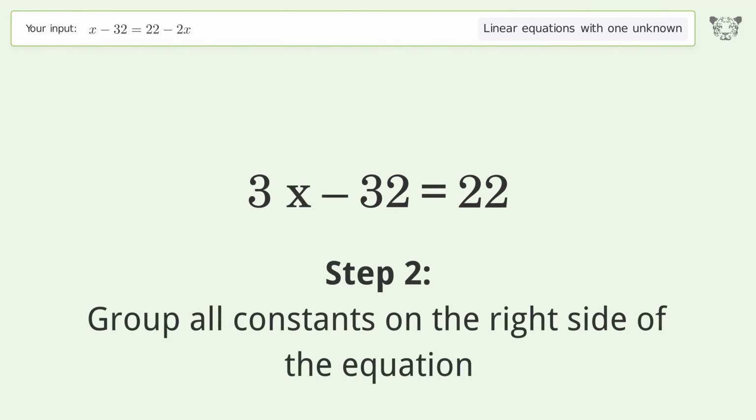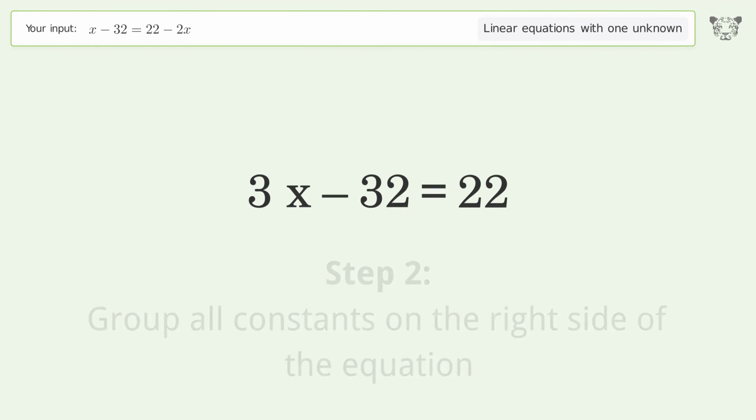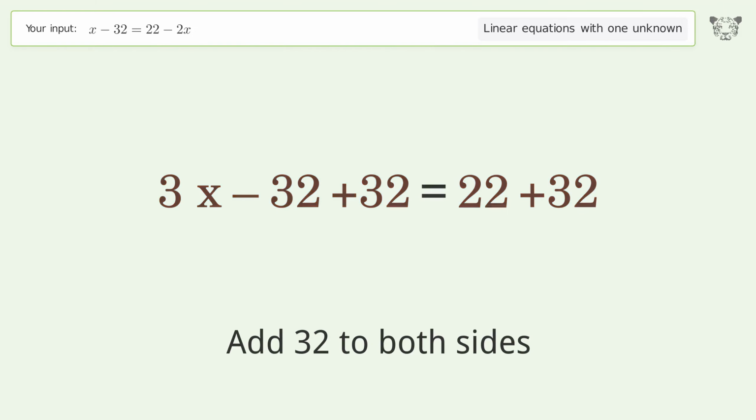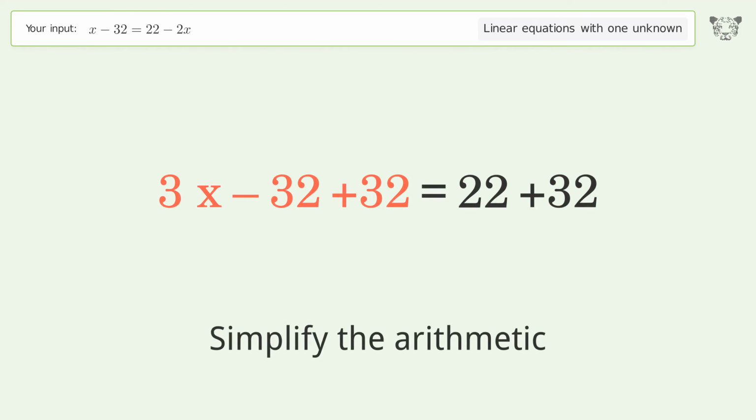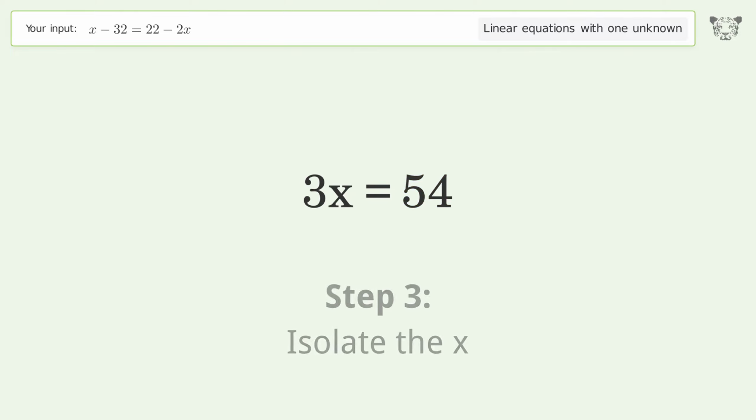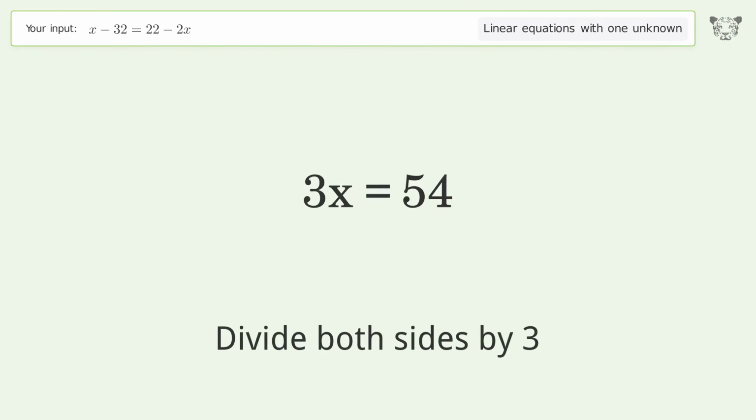Group all constants on the right side of the equation. Add 32 to both sides. Simplify the arithmetic. Isolate the x. Divide both sides by 3.